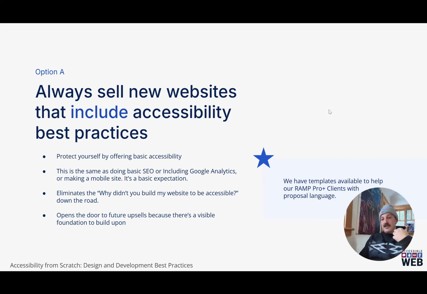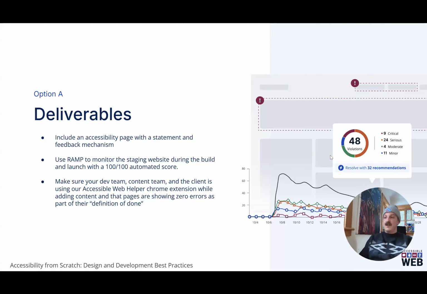So we have templates that are available to our Ramp Pro Plus clients that include proposal and legal language to help with both of these two options I'm going to go over. So if you're going to offer just basic accessibility, what we'd recommend is including an accessibility page on every website, creating an accessibility statement on that page. It can be as simple or as complex as your client and you decide on, but make sure there's an accessibility page and make sure there's a feedback mechanism where users that are experiencing barriers can report that barrier and request an accommodation.